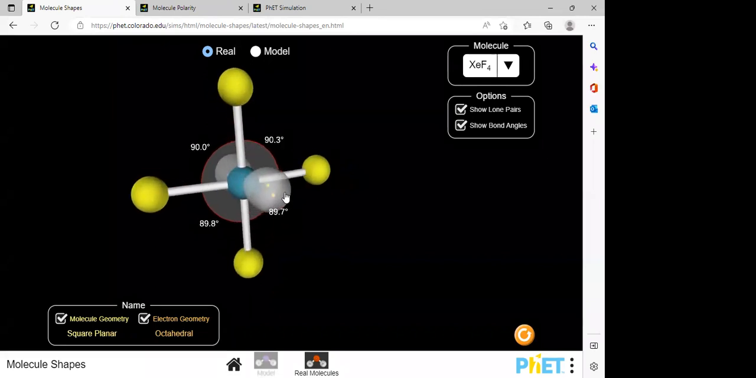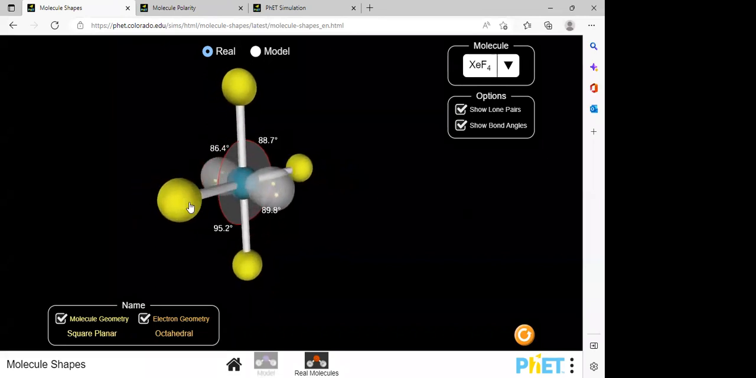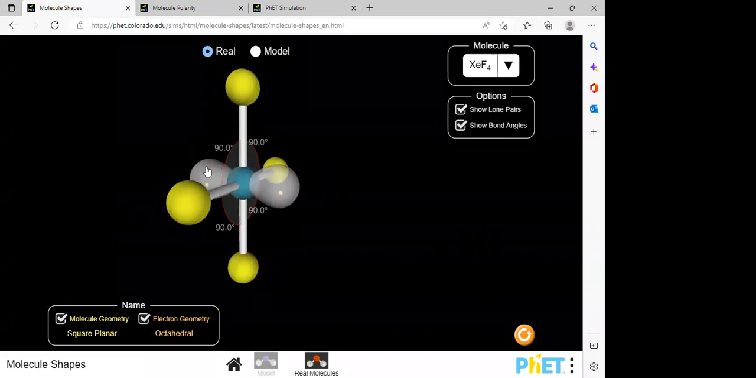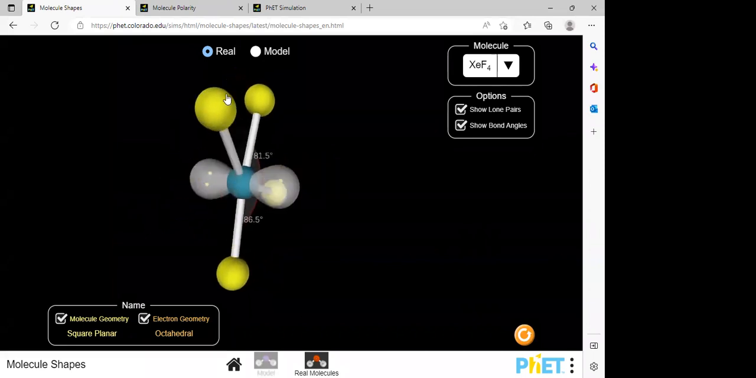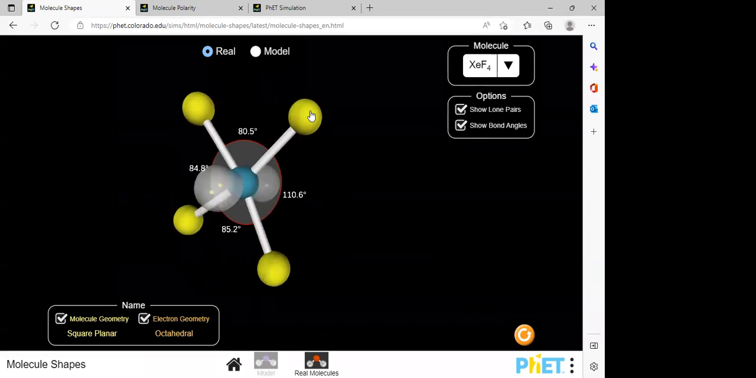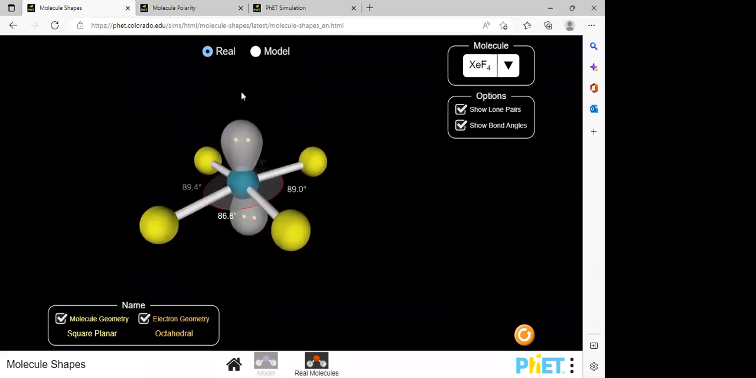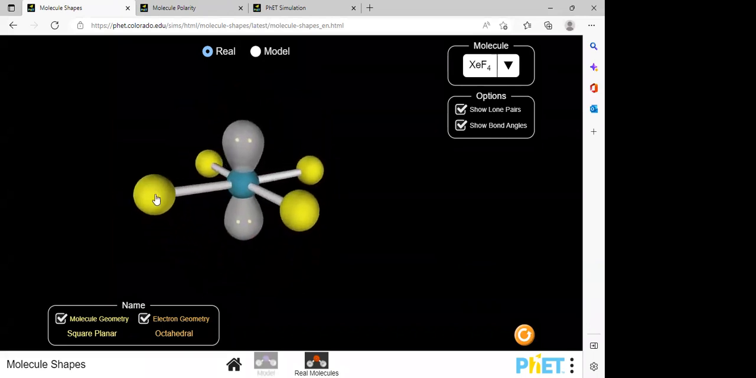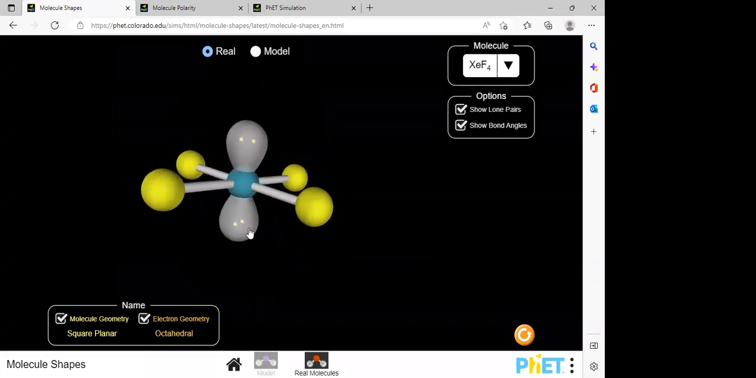XeF4, polar or nonpolar? How many degrees apart are these non-bonded pairs as I rotate this? Now maybe you see it better. These are going to cancel out 180 degrees apart, correct? Those would cancel. What's my bond angle in the middle? 90. Everything cancels out on that. That would end up being nonpolar. We will fill that out on the right side of our blue sheet.